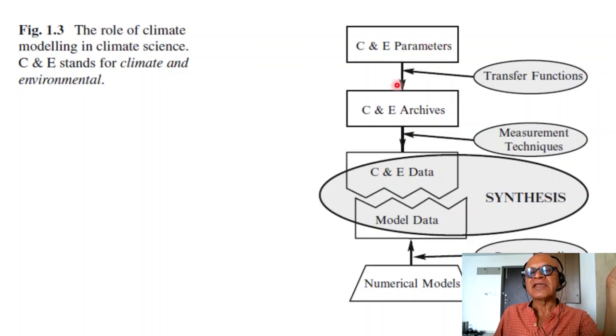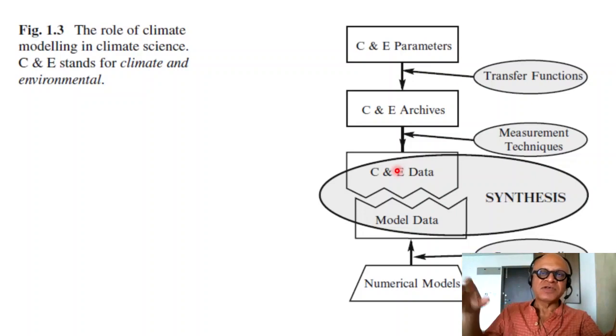So there are transfer functions, which means there are ways in which they are measured and stored in climate and environmental archives. So there are measurement techniques involved there, and you create climate and environmental data. So you can have many observations of temperature, winds, ocean temperatures, ocean currents, humidity, clouds, aerosols, chemicals, and so on.